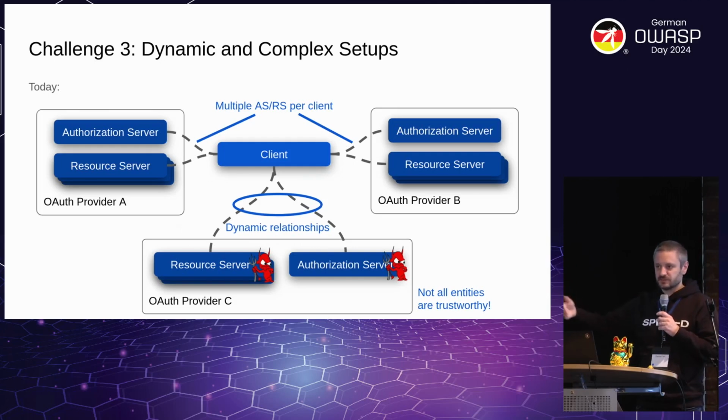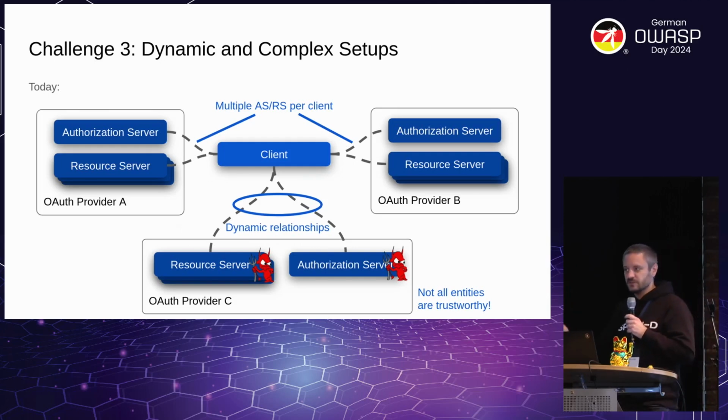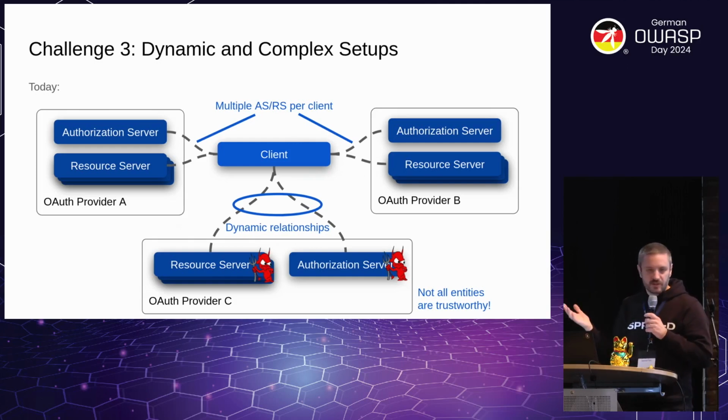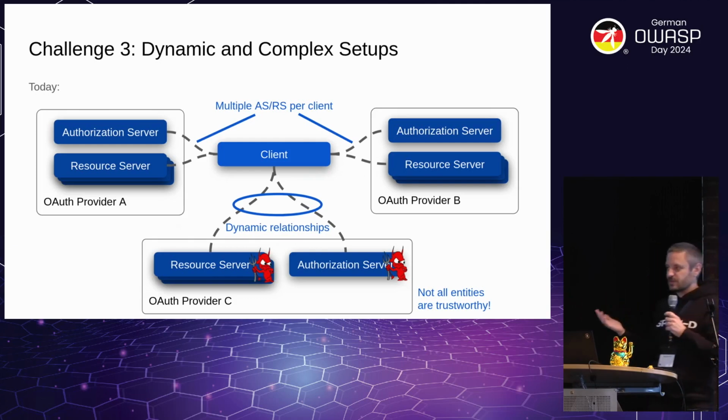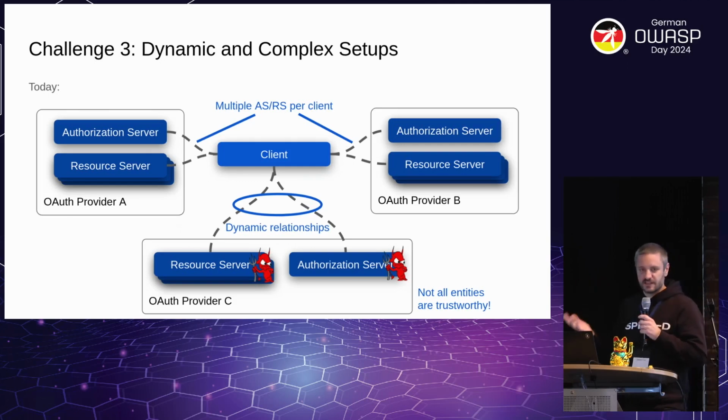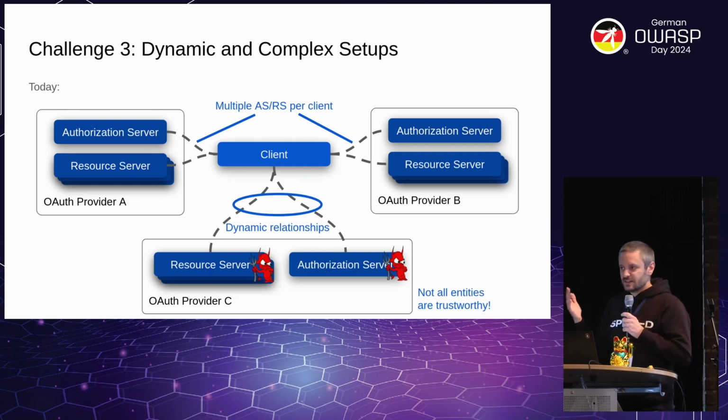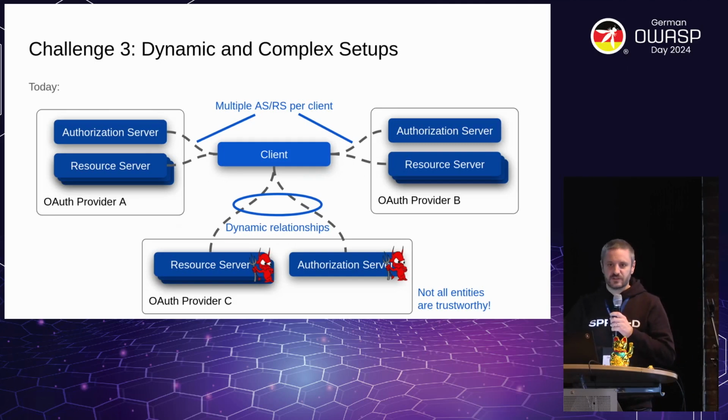So obviously you don't know all of them ahead of time. You don't really trust all of them ahead of time. For example, in an open banking ecosystem, we have like 5,000 banks in Europe. They all have to provide an OAuth interface. So when you have a client that does that, it cannot trust that none of these 5,000 servers is hacked or compromised in some way.